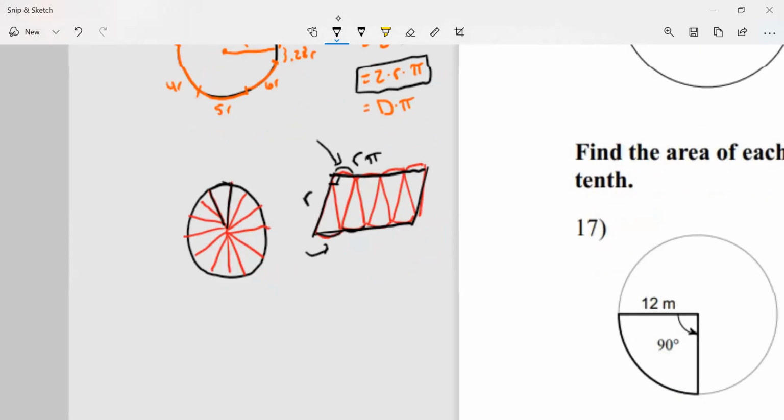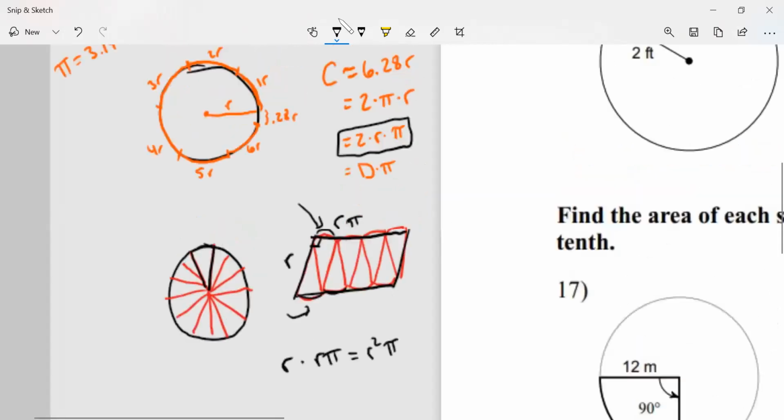So I'm just going to go radius, which is the small side, times radius times pi, which is the long side, which we're going to abbreviate as radius squared pi. Radius squared means I'm going to multiply the radius twice. Pretty cool. That's how the formula for the area of a circle came along.